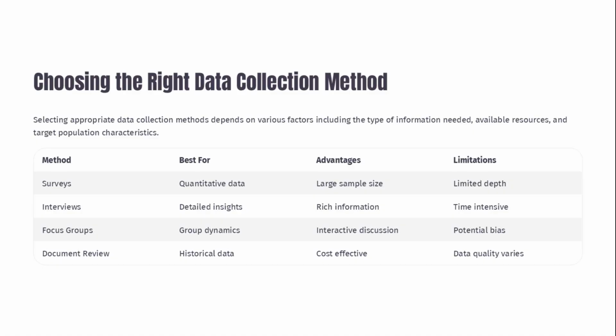Selecting the right data collection method depends on various factors, including the type of information needed, available resources, and target population characteristics. Surveys are best for quantitative data, offering large sample sizes but limited depth.